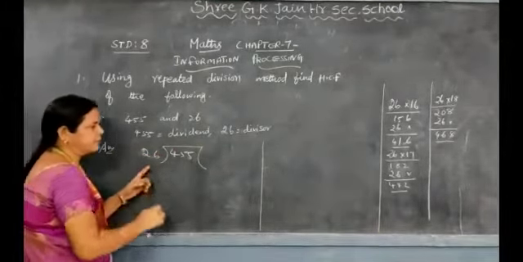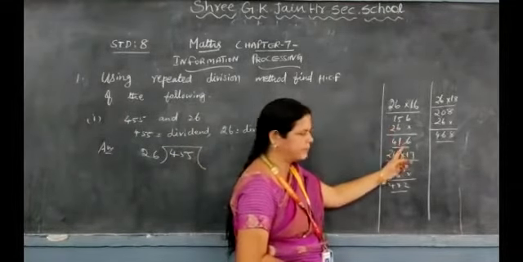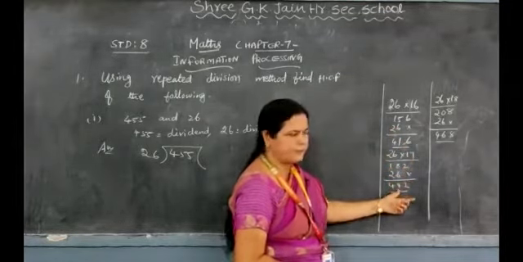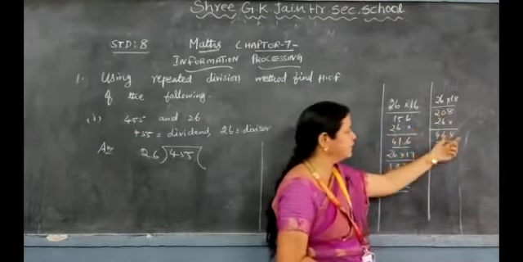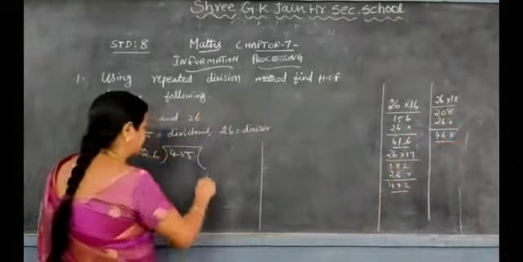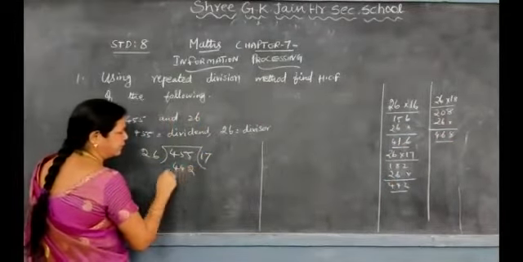Okay, in 26 table how many times? If you are taking 16, you are getting 416, and in 26 table 17 times you will get 442 and 18 times you will get 468. So which one will we take? 17, isn't it? So 26 17s are how much we got there? 442. So 442 you are writing here.